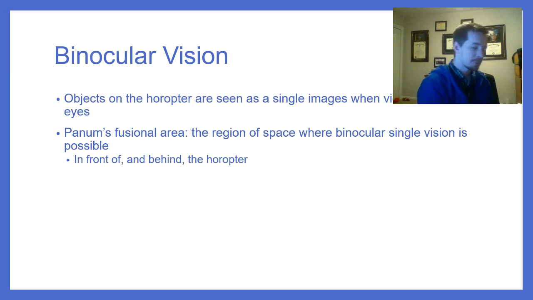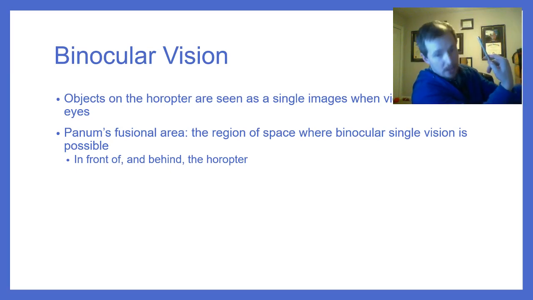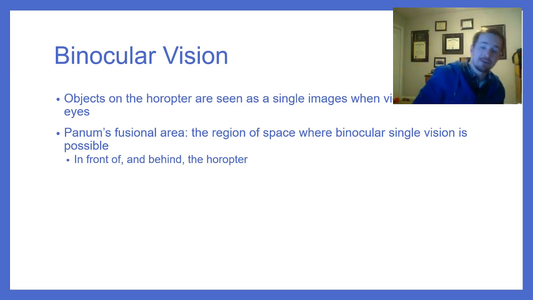Now, if I'm looking at the pen again, I already told you that the frame behind it is very, very blurry. That's because it falls beyond the Panum's fusional area. But if I were to move my finger pretty close to my face, and I'm still looking at the pen, now my finger is really blurry. And that's because it falls outside of Panum's fusional area.